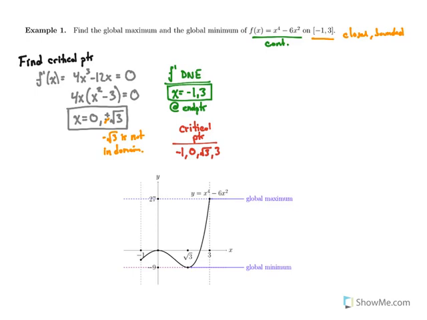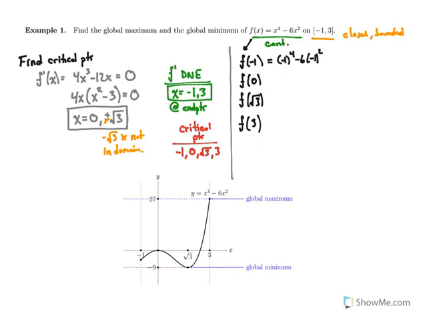So what we're going to do once we have those critical points is compare the function values at those points. So we're going to have f of -1, f of 0, f of square root of 3, and f of 3. We're plugging them into the original function. So we have -1 to the fourth minus 6 times -1 squared, which is 1 minus 6. That's going to be -5. f of 0 is going to be 0. f of square root of 3 is square root of 3 to the fourth minus 6 times root 3 squared. That's going to give us a -9. And for 3, we have 3 to the fourth minus 6 times 3 squared, which is going to give us a 27.